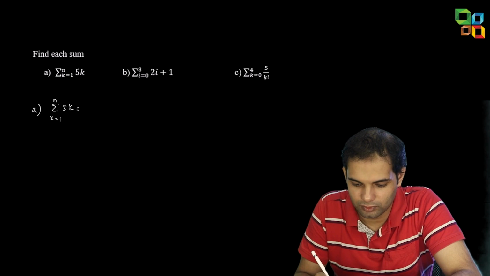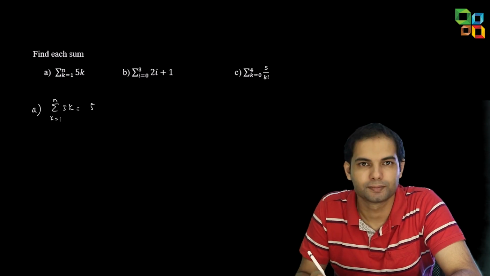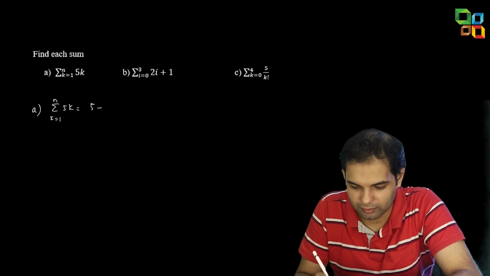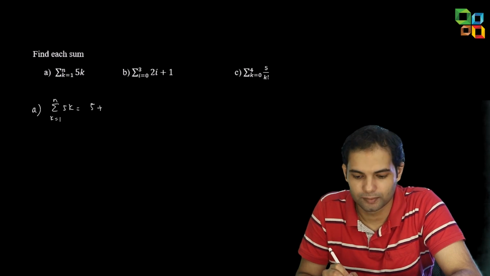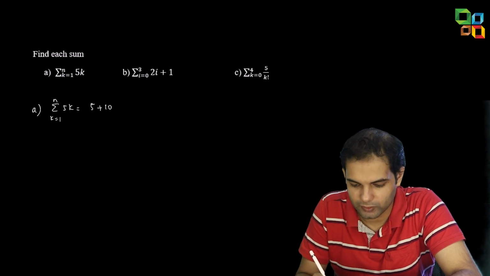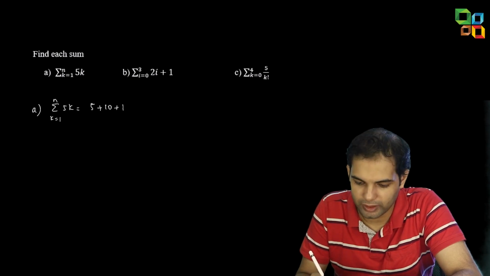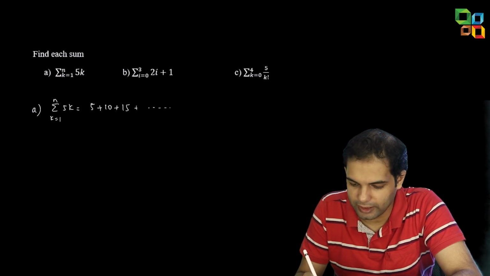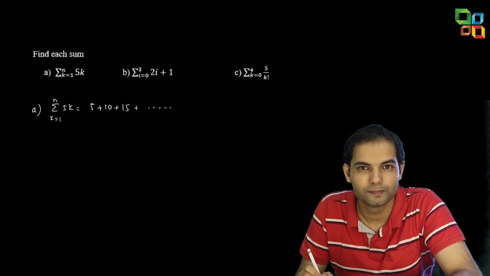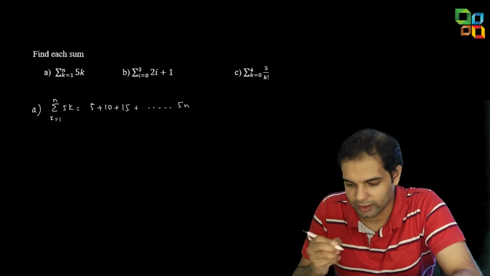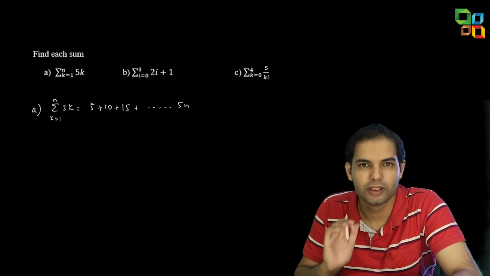5. First term would be 5. What would be the second term? 10. Correct. What is the third term? 15. Right. So in general, what is the nth term? Last term would be 5n. Correct. So we have to find the sum of this, that is what is asked.